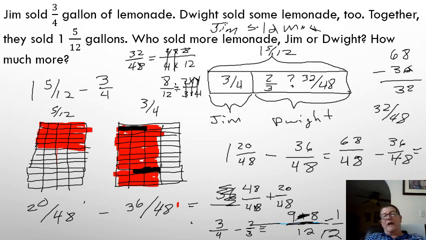Now notice there's a lot going on in this problem. In the next lesson, we're going to start getting away from the models, because we're really getting to the point where models are not the most efficient method to solve this. So how much more did he sell? He sold 1/12 more.